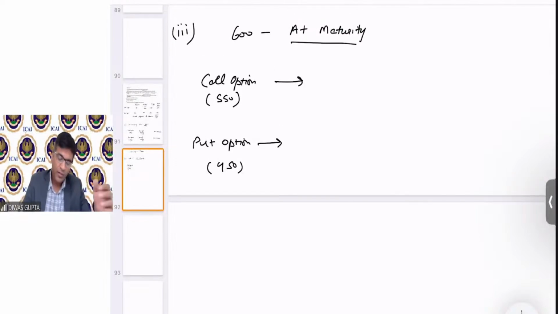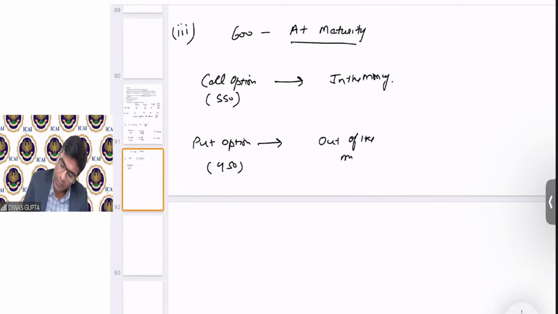So call option will be in the money, students. Mansha is also saying in the money, yes. Mohammed Abdul, yes, you're right. In the money and out of the money. Out of the money, students.